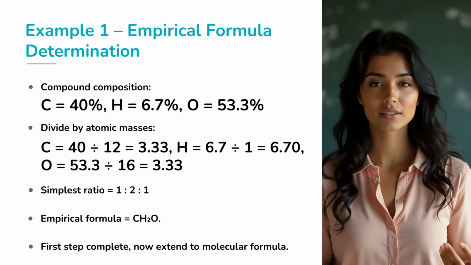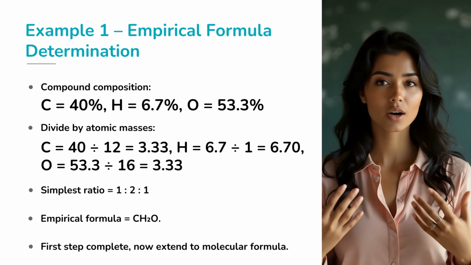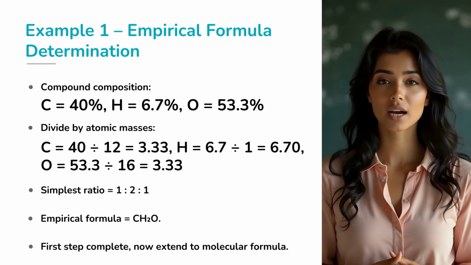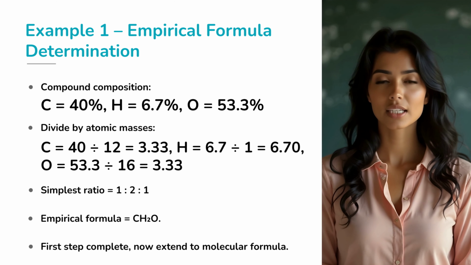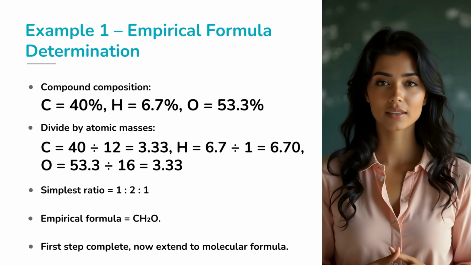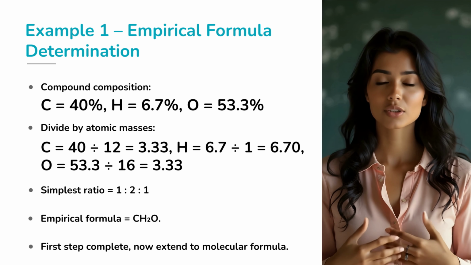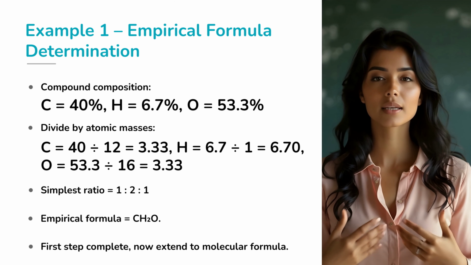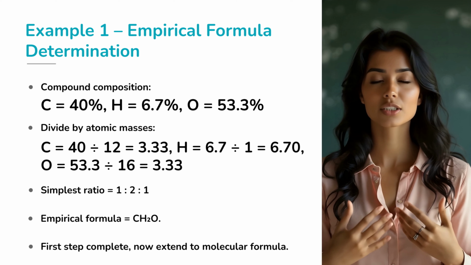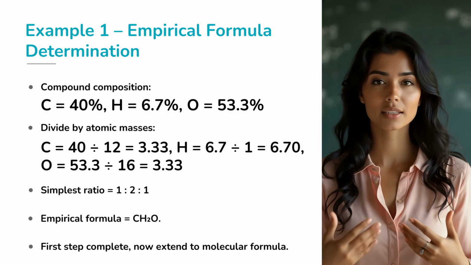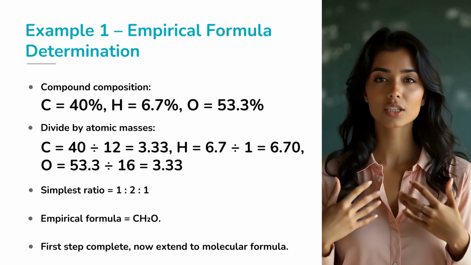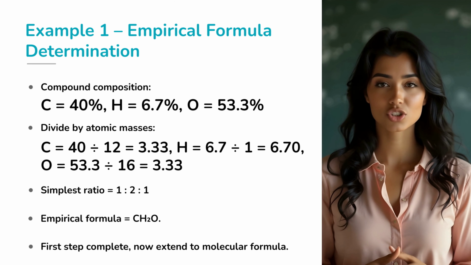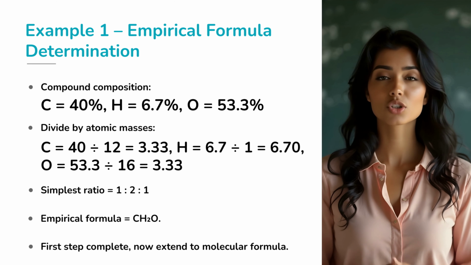Step 1. Divide each by atomic mass. Carbon 40 divided by 12 gives 3.33. Hydrogen 6.7 divided by 1 gives 6.7. Oxygen 53.3 divided by 16 gives 3.33. Now simplify. The smallest value is 3.33. Divide all by that and the ratio becomes carbon 1, hydrogen 2, oxygen 1. So the empirical formula is CH₂O. That's our recipe ratio locked in.